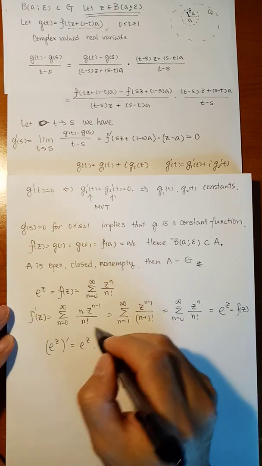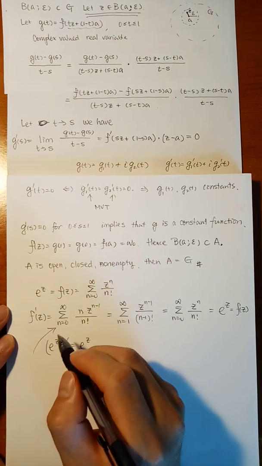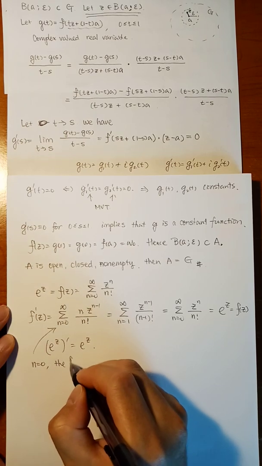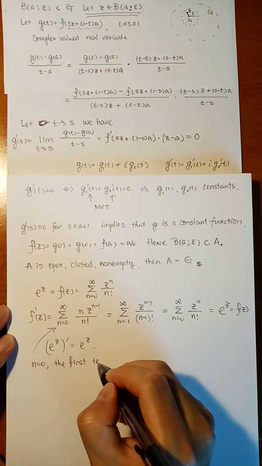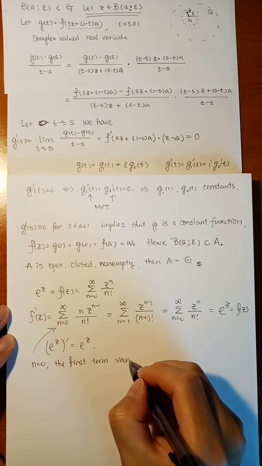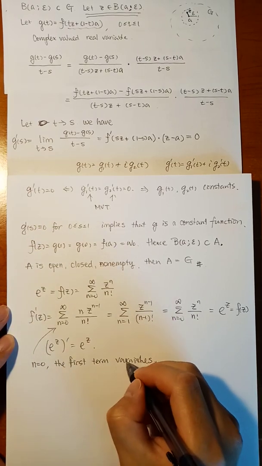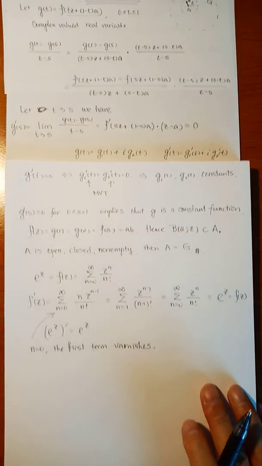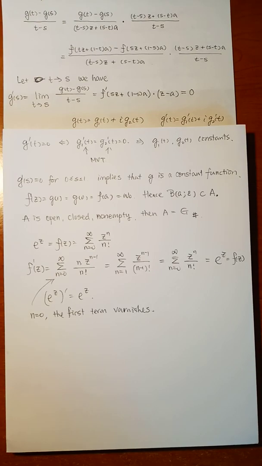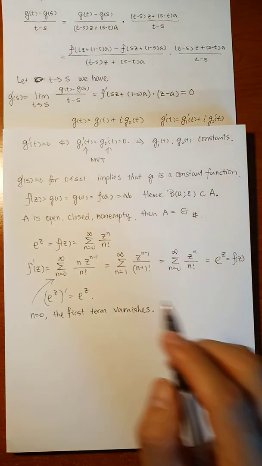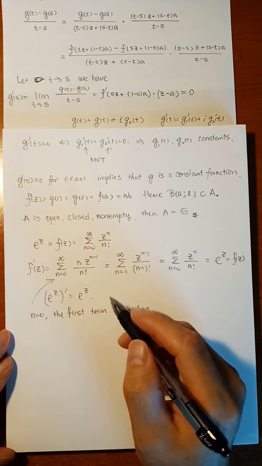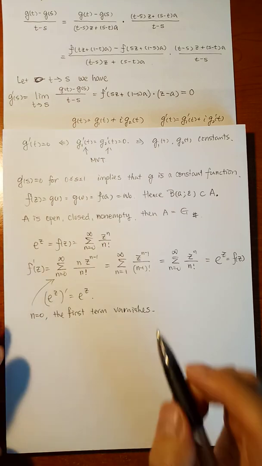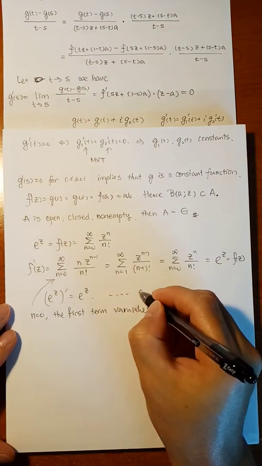So here, be careful. When n is equal to 0, the first term vanishes. So you don't consider the first term. You change it from 0 to 1. All right. So we have the derivative of e to z is e to z itself. That's the first thing.